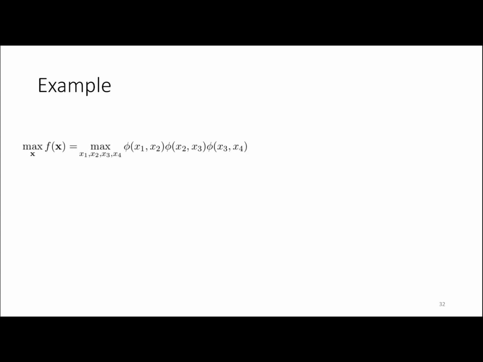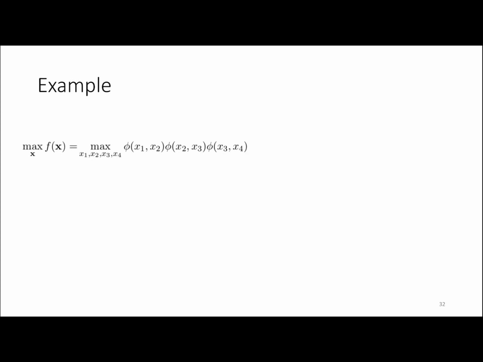Remember, you push the sum forward. So what should I do for the max? Can I do max over each of the random variables separately? Can I or cannot? How many people think I can? Okay, so how many people think I cannot?